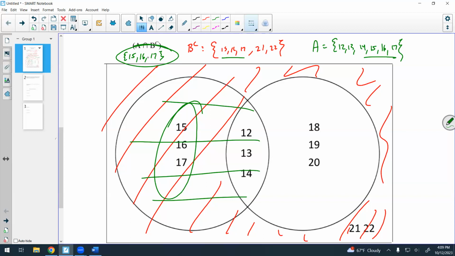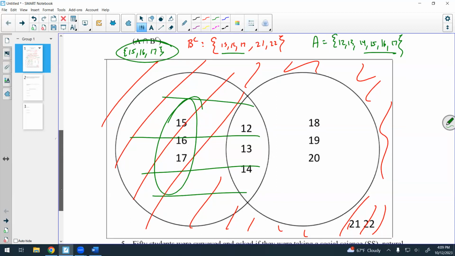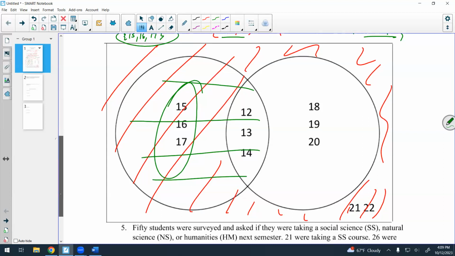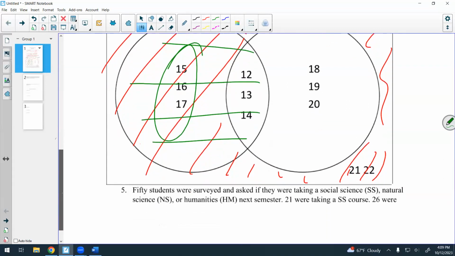Now be careful on the test, because I'll use the same picture, but the question may be different. It's easier to just copy the picture than it is to create a whole new one. So then we come to the problem that everybody has a problem with.